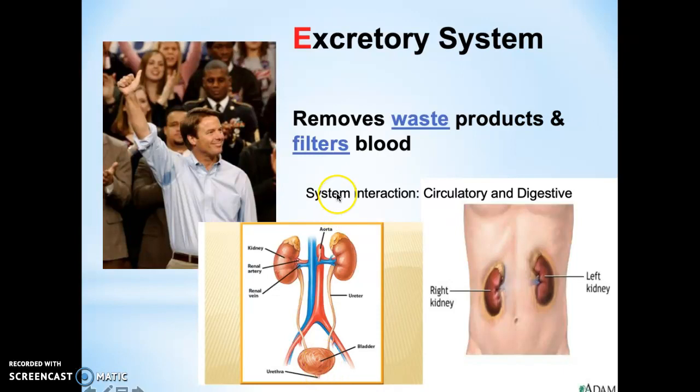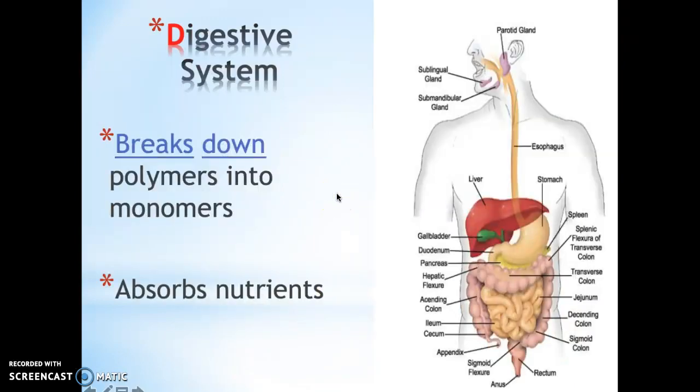Okay. The next one is the digestive, and the job of the digestive system is to break down polymers into monomers. So basically what this means is it breaks down big molecules. So whenever you ingest these molecules, they break down because of all these enzymes that you have, breaking them down into smaller and smaller pieces, so that it can later be absorbed inside of your small intestine.